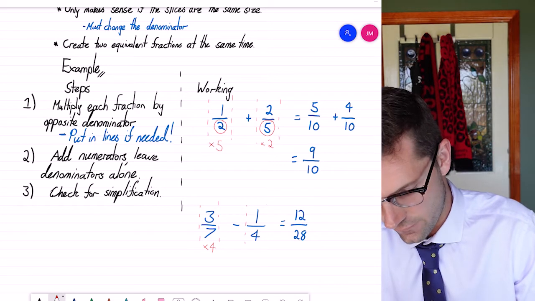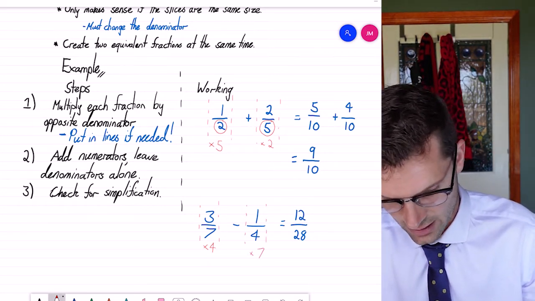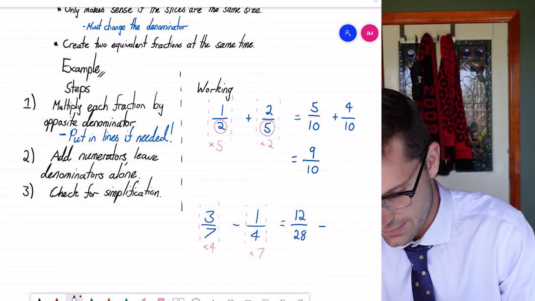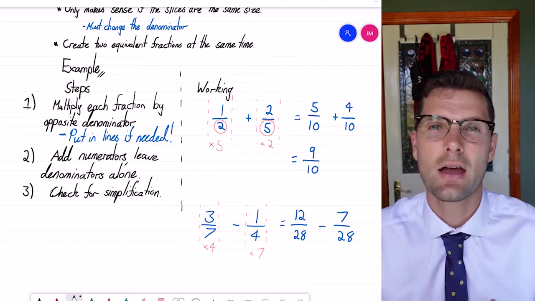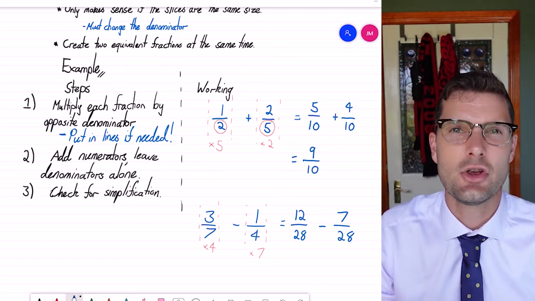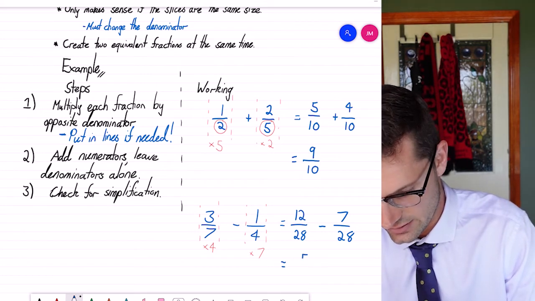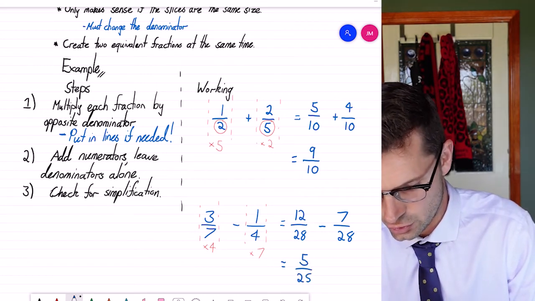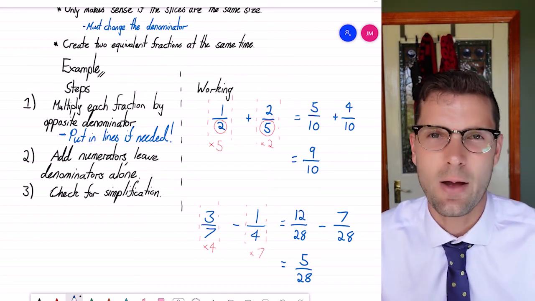And then for this one, it has to be multiplied by 7, okay? So we keep the minus sign in there, and we minus 7 over 28. All we do from there is minus the numerators, exactly the same as we did in addition. 12 minus 7 is 5 over 28. Check for any simplification. In that one we don't have any, and we are done.